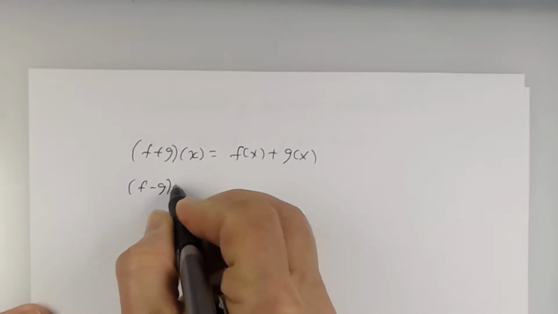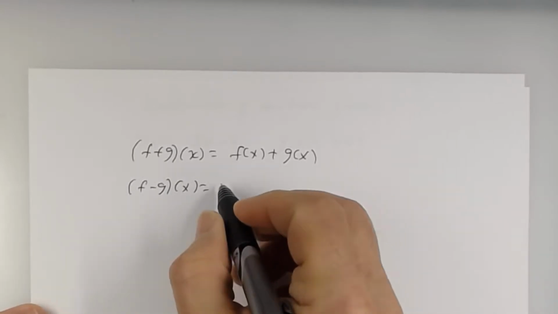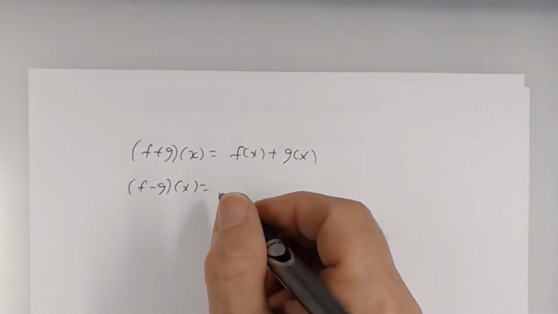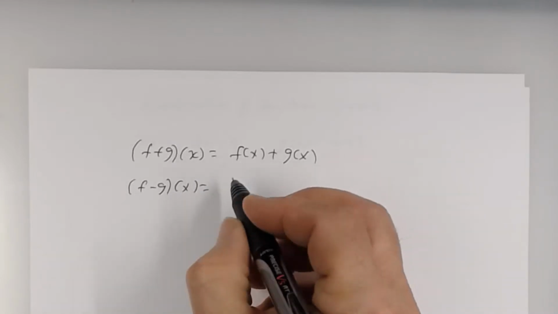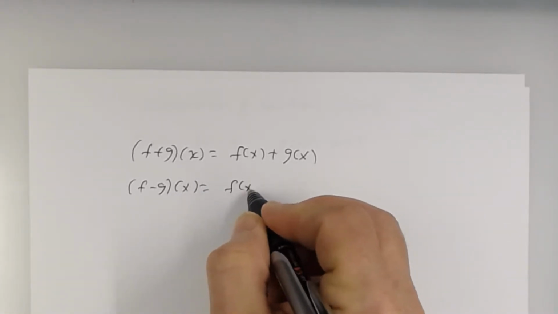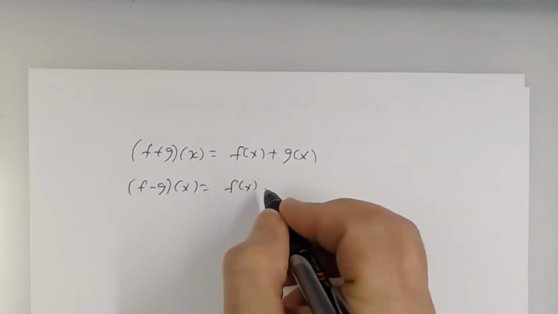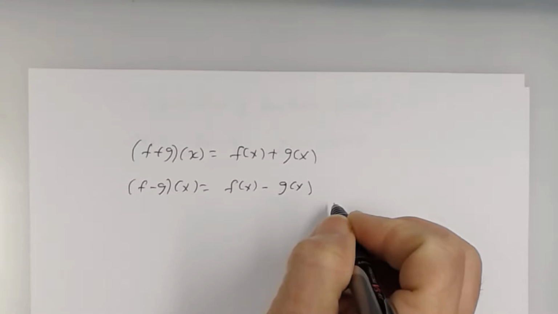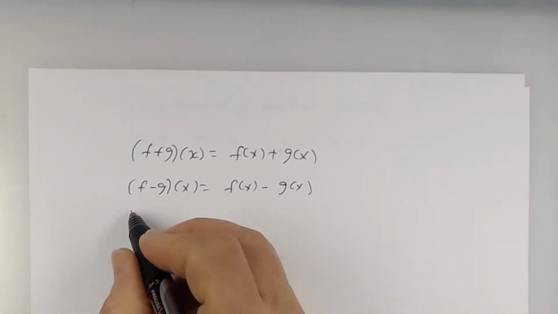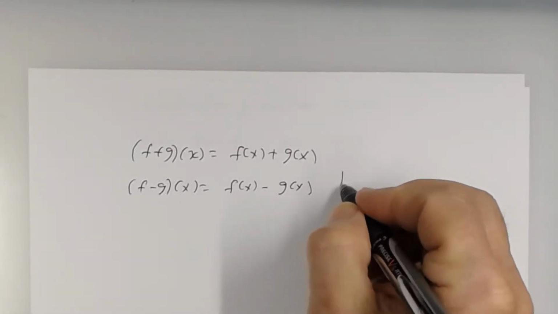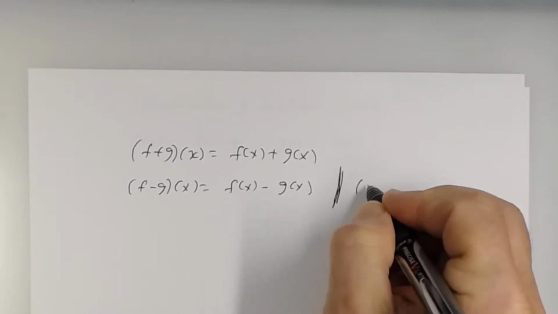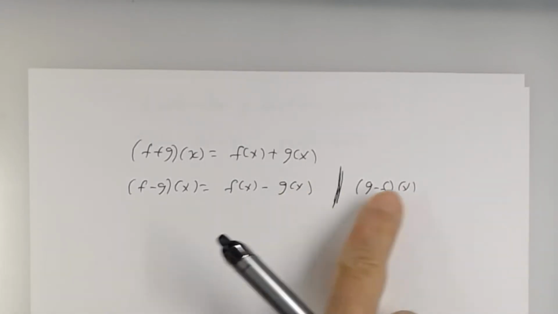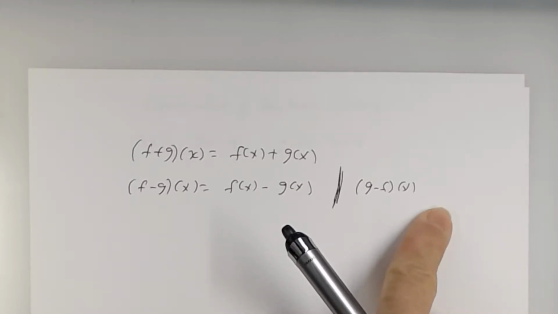F minus g evaluated at x, by definition, remember subtraction is not commutative, so the order in which you write it matters. What must I put first? F of x, since f is listed first, and then there'll be minus what? G of x. Okay, here's the question I'm going to ask you though. Suppose I put g first. Would this answer be the same as that answer? Chances are not.